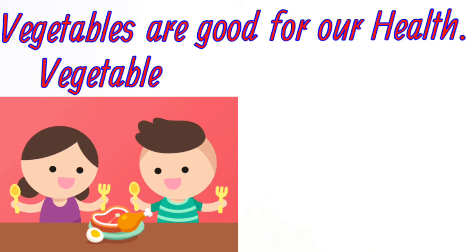Beetroot. What's this vegetable? Beetroot. Next, asparagus. Asparagus. Say with me, asparagus. Next, red chilli. Red chilli. What's this vegetable? Red chilli.